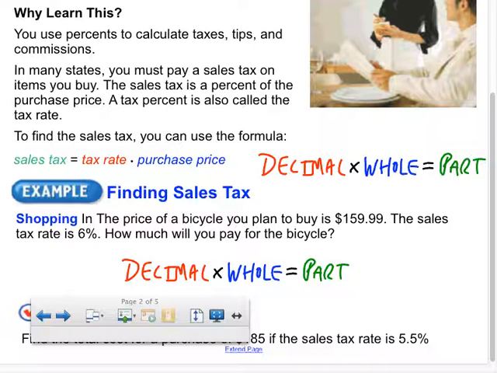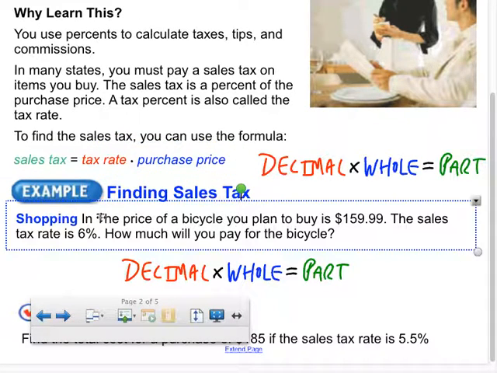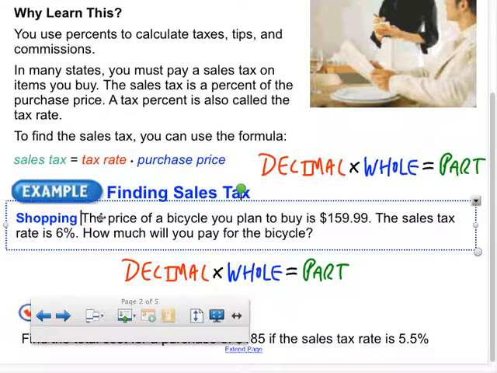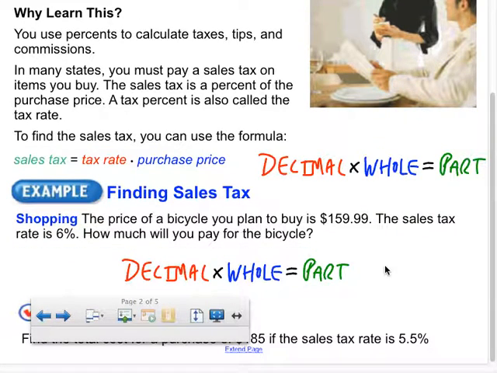Okay, so shopping. The price of a bicycle you plan to buy is $159.99. The sales tax rate is 6%. How much will you pay for the bicycle? Do you see why there's two parts to this now that I've read it to you? Can you guys go ahead and try to work this out?